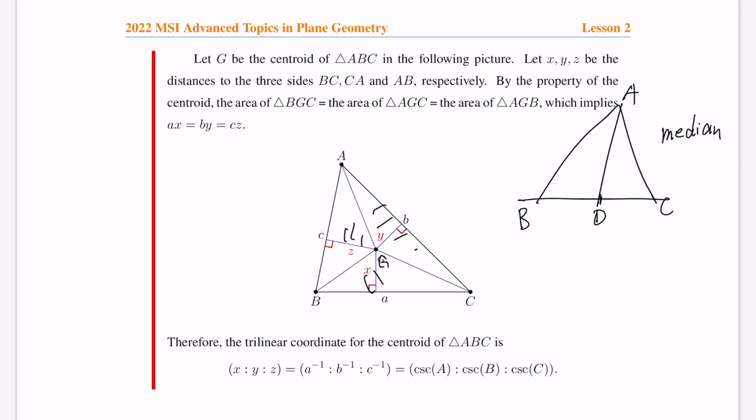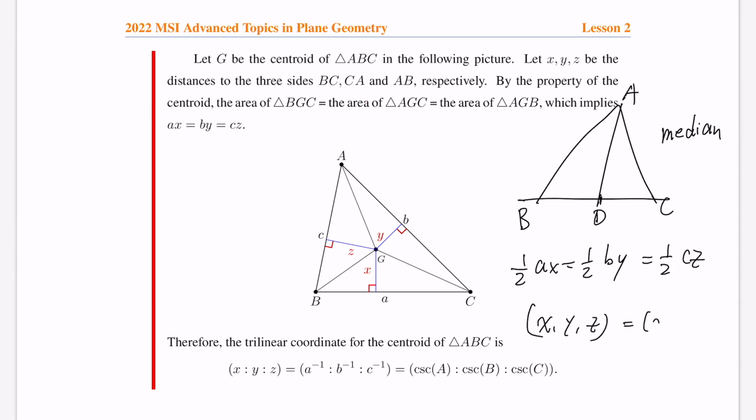And therefore, if you set up x, y, z to be the distances to the three sides, then we have half of ax equals half of by equals half of cz. Therefore x, y, z is proportional to the reciprocals a^-1, b^-1, c^-1. Because ax equals by equals cz, let's say equals k, so x is k times the reciprocal of a, y is k times the reciprocal of b, z is k times the reciprocal of c. So their ratio is a^-1, b^-1, c^-1.